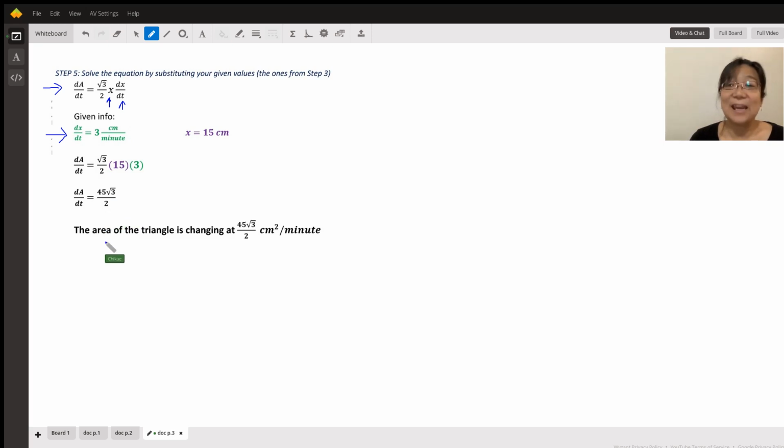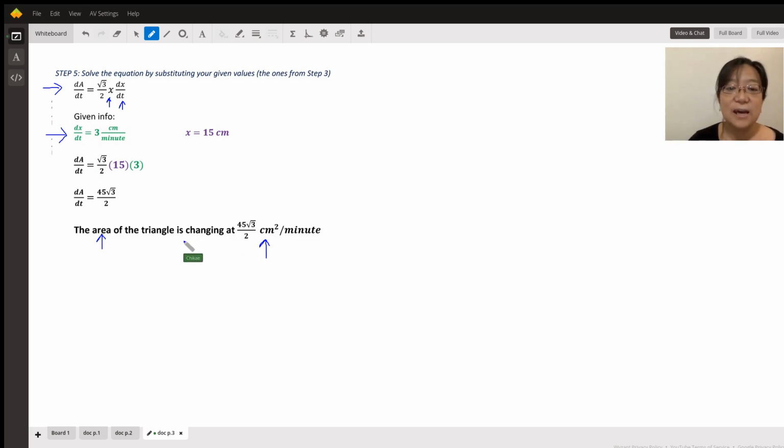And so what this means is that the area of the triangle is changing at 45 root 3 over 2 centimeters squared per minute. Just a quick note, again, because this rate is positive, that tells you that it is increasing. If it was negative, that would mean that the area was decreasing. Also, notice that they do tell you what units they want for the answer, but you should also be able to figure it out because we know that area is always square something, and units here are centimeters, so it's going to be square centimeters.